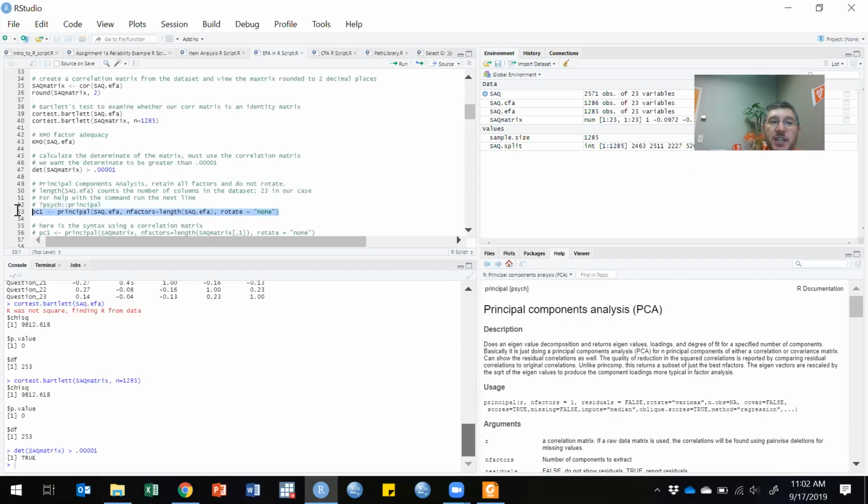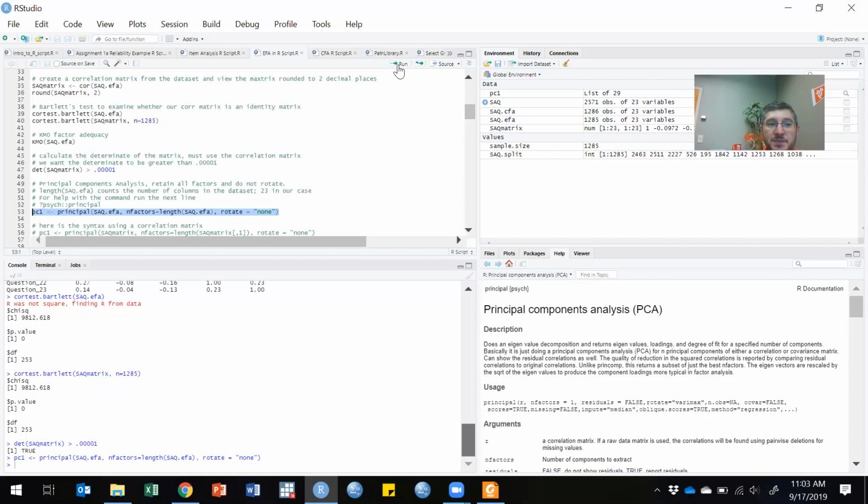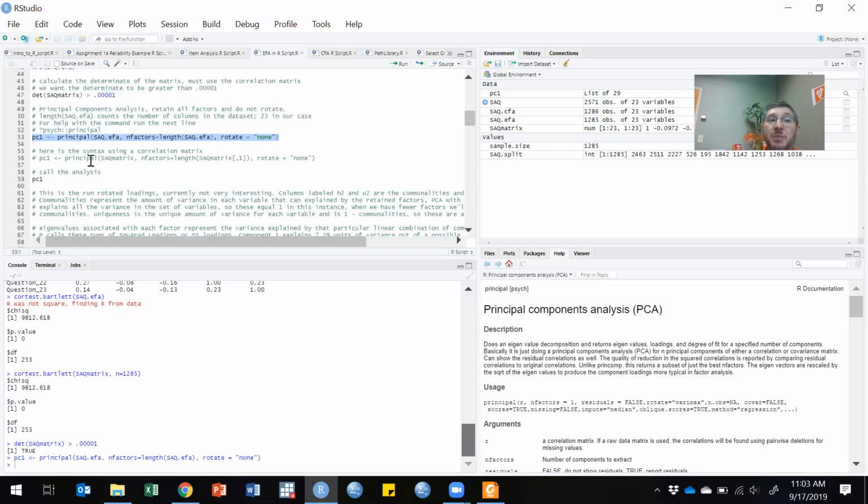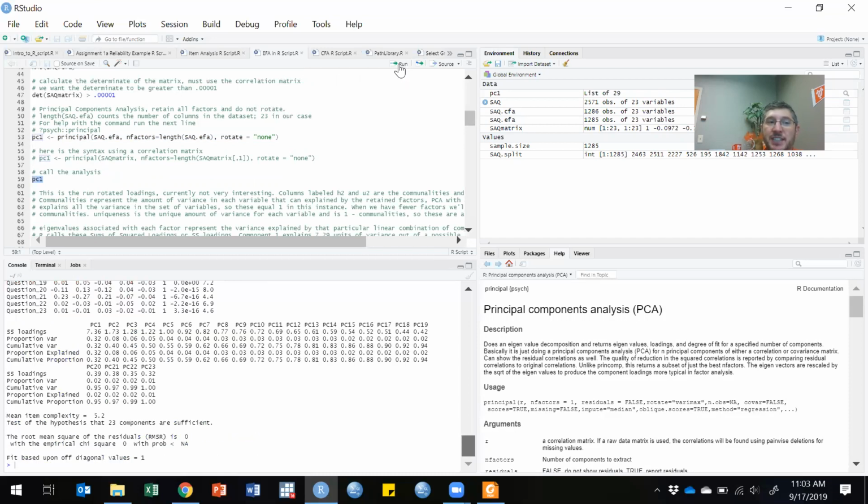So we can run our principal component analysis. Now we've created it, and then we can call the analysis by just calling our PC1 object. Here's some syntax in here if you want to do it off the correlation matrix. You could do it either way, off of a matrix or a raw data set.